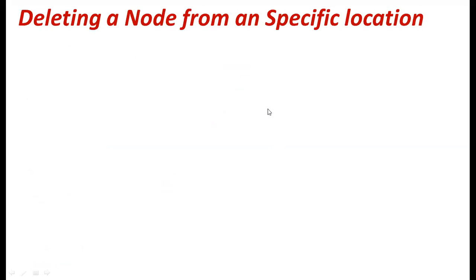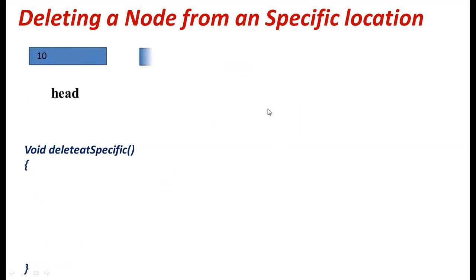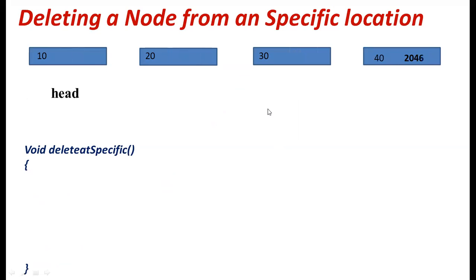Now let us go with the third case, that is deleting a node at a specific location. So now we are going to delete a node from a specific location. Again we need to consider the same example with the 4 nodes, where the connections are like this, with values 10, 20, 30 and 40.